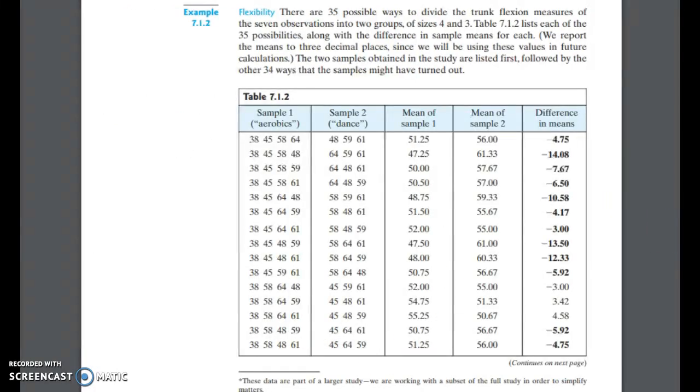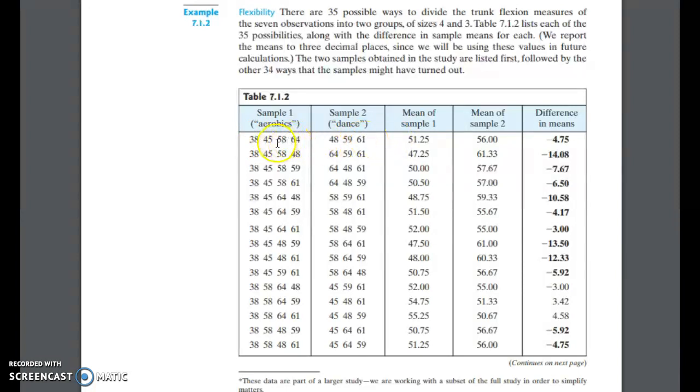It's about the comparison of flexibility between those who participate in aerobics versus those who participate in dance. And they were measuring this flexion measure. And there were 4 in the sample for aerobics and 3 in the sample for dance. This top line in here, those were the actual 4 measurements for the aerobics folks. And those were the actual 3 measurements for the dance folks.